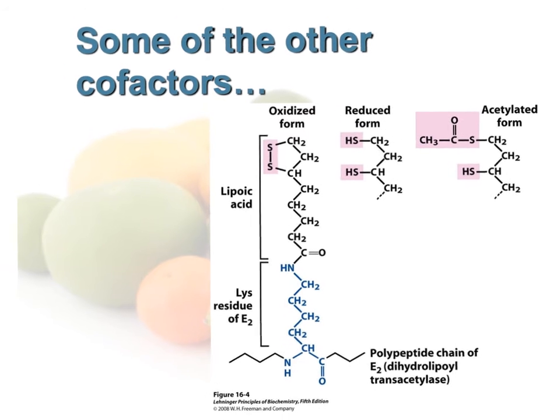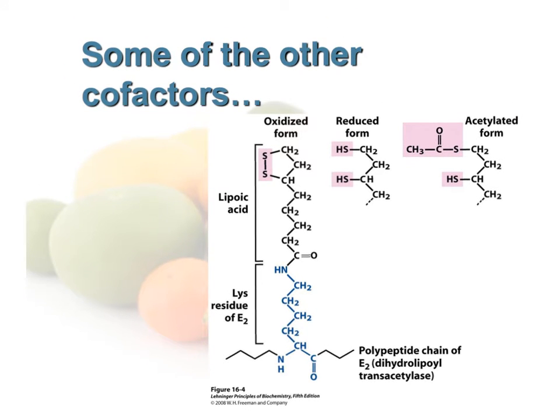Here is lipoic acid. Lipoic acid gets added covalently to lysines. The reason why it's called lipoic acid is that when it's free, it would be a free carboxylate or carboxylic acid. But here it's got an amide connection to the lysine. This is where it's oxidized, and this is its reduced form. And as its reduced form, you can actually use these thiols to add in acyl groups.